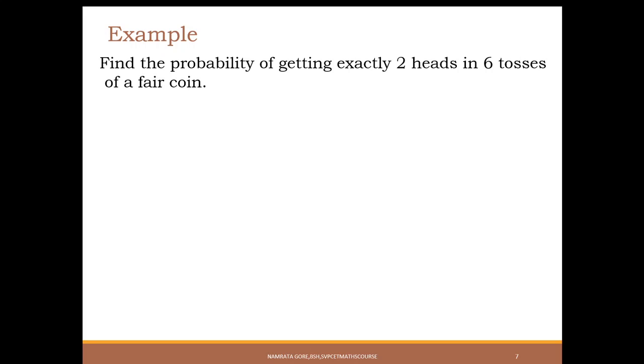Let us go further with examples. Find the probability of getting exactly 2 heads in 6 tosses of coins. So here we will go with the binomial distribution, and such type of examples are asked in GATE exams.